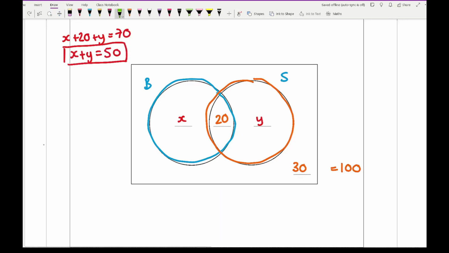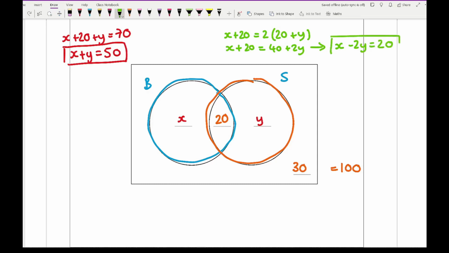Now the second bit of information we know is that X plus 20 is twice the size of the numbers in the orange circle. So if I double the orange circle, then that's going to equal the same amount that's in the blue circle. Then expanding the brackets out, I get X plus 20 equals 40 plus 2Y. Then neatening all of this up, I get X minus 2Y equals 20, which is another equation I've got.